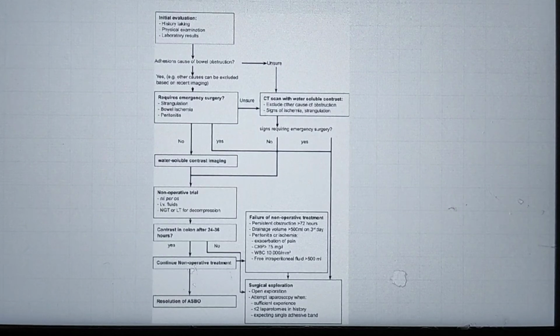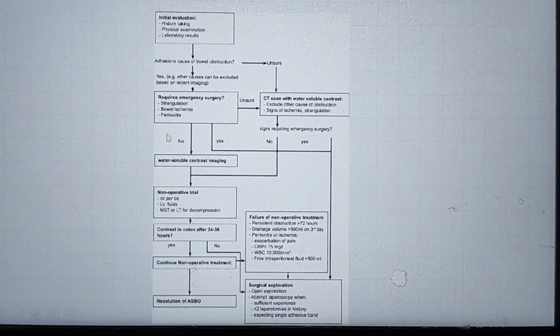From our initial evaluation, if we see that the cause of bowel obstruction is due to adhesion, we have to think whether the patient needs emergency surgery. So how do we say the patients actually need emergency surgery? If we see signs of strangulation, bowel ischemia, and peritonitis. So these three are the signs requiring emergency surgery in this kind of patient. So if the patients have any one of these signs, yes, we'll proceed with surgical exploration.